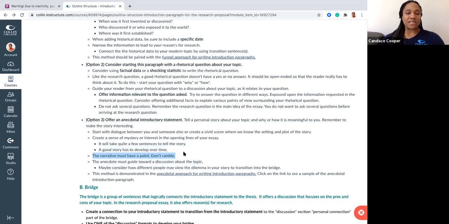So the narrative must have a point, right? Don't ramble. And the anecdote must guide toward a discussion about the topic, all right? So maybe consider how different people saw the dilemma in your story when you're writing your bridge. And this method is demonstrated in the anecdotal approach for writing introduction paragraphs.